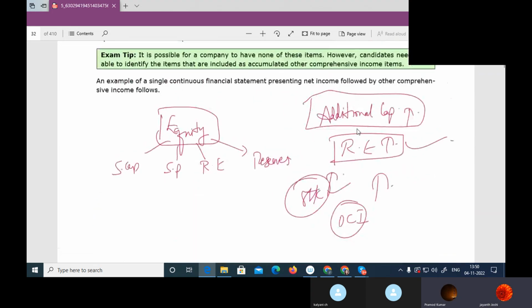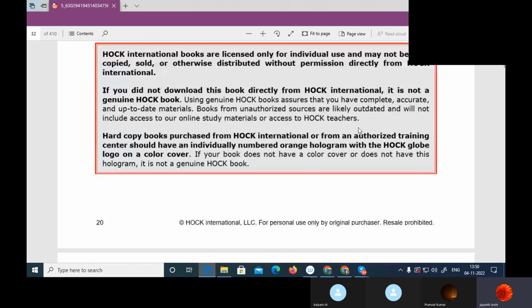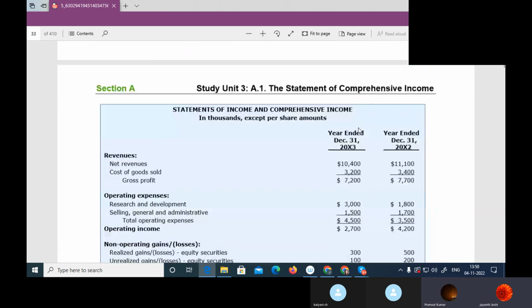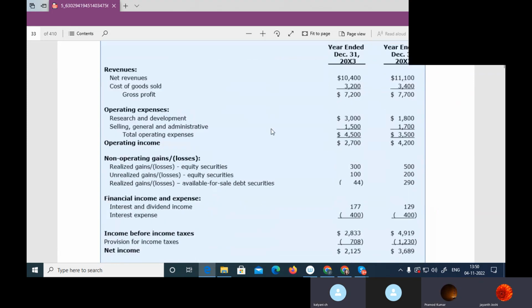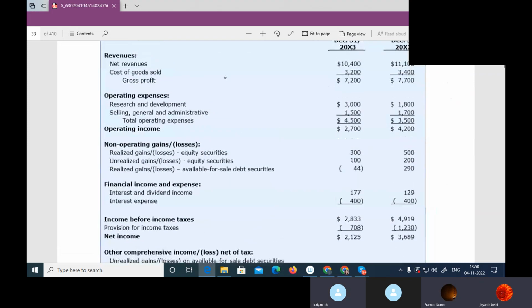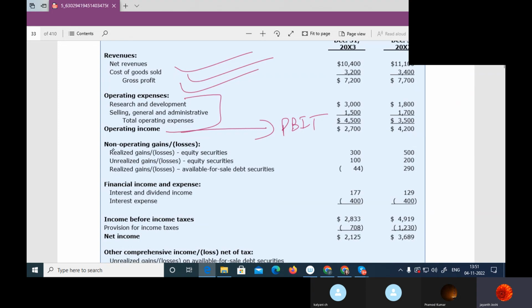So now this is done, and next comes the statement of income and comprehensive income. You can see it started with revenue, then COGS, gross profit, then all the operating expenses removed. You got operating income, also called PBIT. Then you took all the realized non-operating gains and losses.